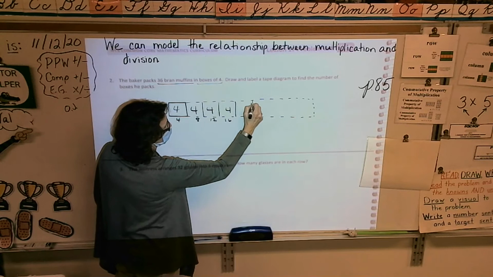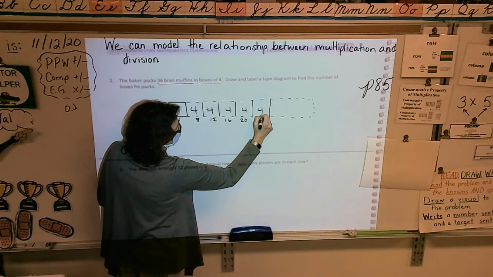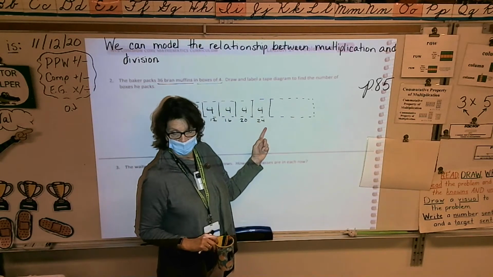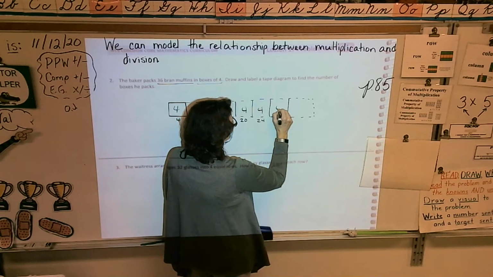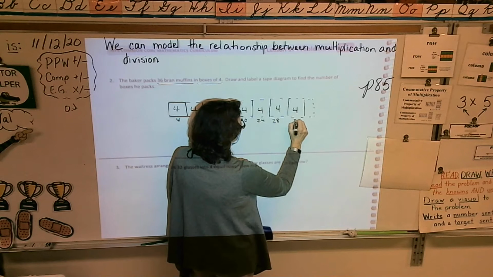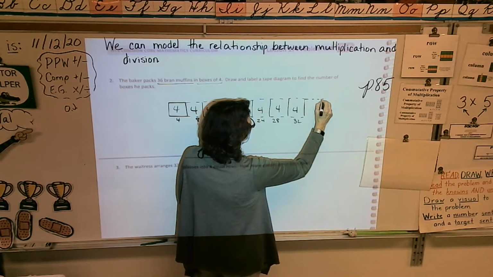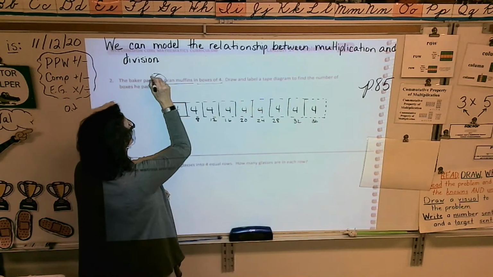Go ahead and finish that on your own, and hopefully we'll all come to the same amount. Remember, you can also just add 4 to the previous number. This is also skip counting. And Freya, what are we going to stop at, honey? 36, because that was our boxes.